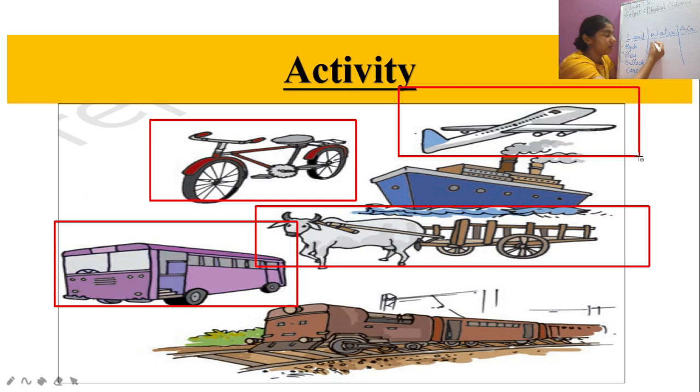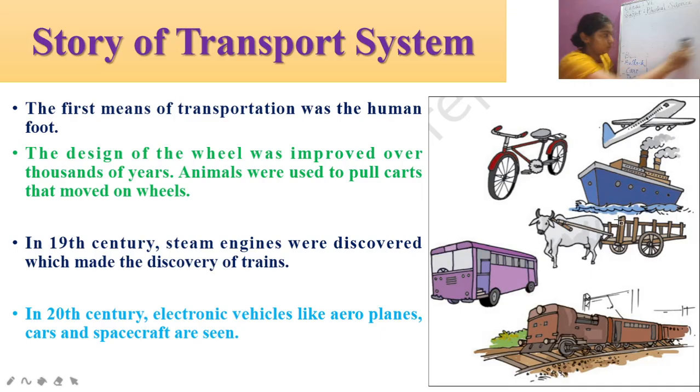So how do we come to know that we have these means of transport, and what is the invention? Before the bus, train, ship, aeroplane existed, what were the people using in the previous years, right? So let's see. This is the story of the transport system, how the transport system has come about. So we are going to discuss the story of the transport system.